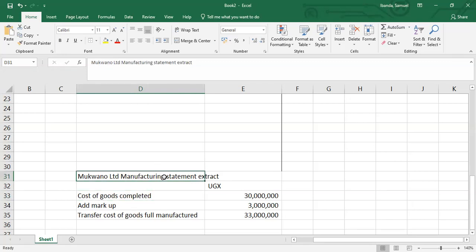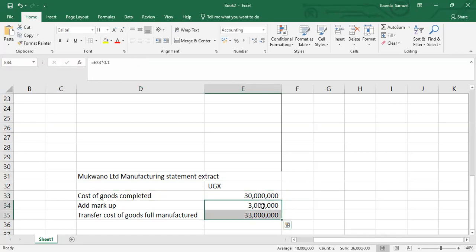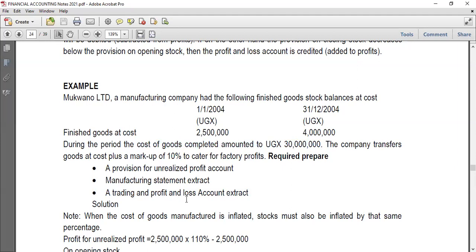But just in case this was a bigger question where they gave us the direct raw materials, the direct labor, the direct expenses, the factory overheads and so on, then we'd go ahead and do that. But in this case, they computed everything and gave us this value, and all they want us to do is add the markup and get our 33 million. So that is very important. Similar to this question, they also asked us for a trading and profit and loss account extract. So even in the same way here, they basically want an extract.